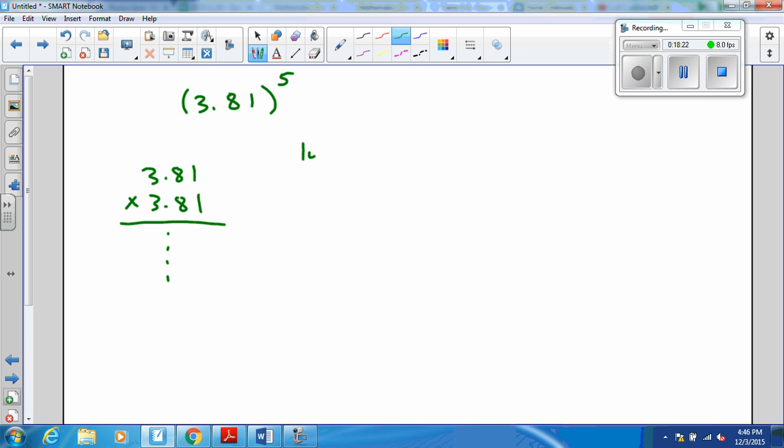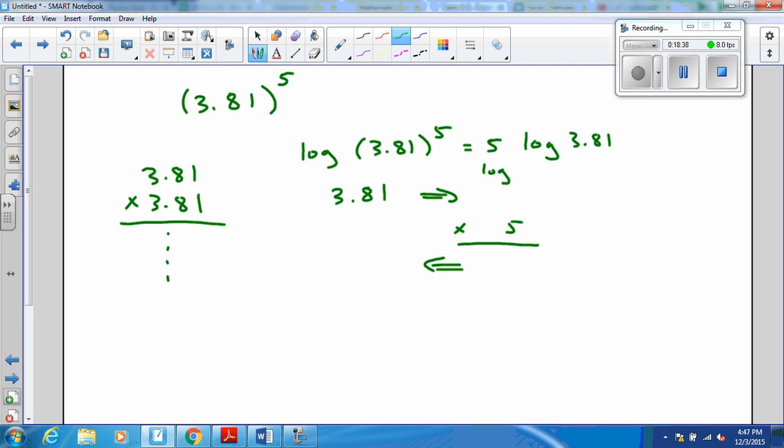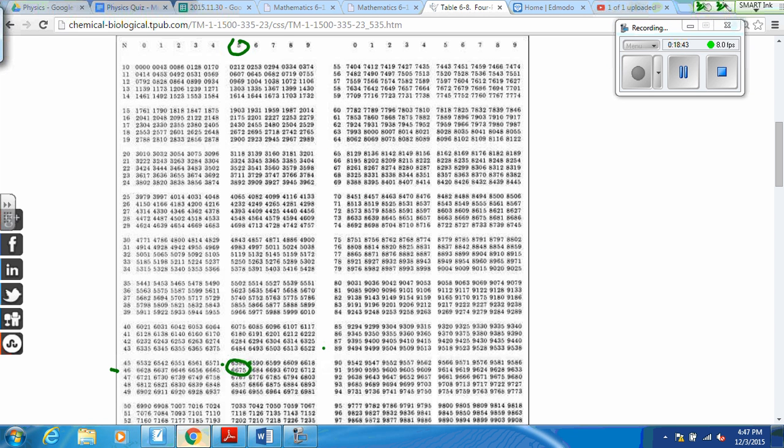But logs turn this into a fairly simple computation because the log of 3.81 to the 5th is the same as 5 times the log of 3.81. And so our plan would be to look up 3.81, find the log of that, multiply the log by 5, and that would be the log of our answer. And so back to the table, we find 3.81. Let's see, here it is, 38, and the column is 1. So we have 0.5809.